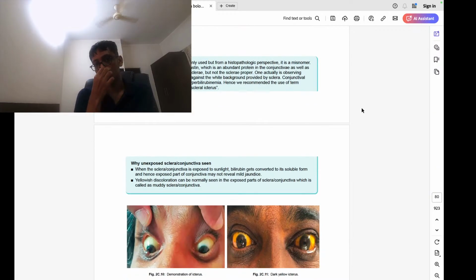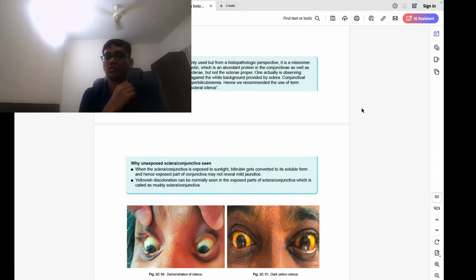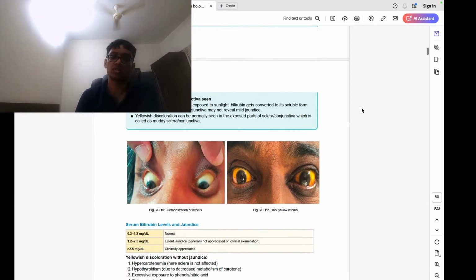Scleral icterus is a common term, but from a histopathologic standpoint it is a misnomer. Bilirubin has high affinity for elastin, which is abundant in the conjunctiva, as well as the superficial and fibrovascular episclera, but not the sclera. One is actually observing icterus on the bulbar conjunctiva against the white background provided by the sclera. Conjunctival icterus is often the first sign of hyperbilirubinemia. We recommend use of conjunctival icterus instead of scleral icterus.